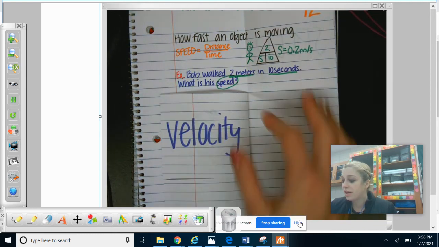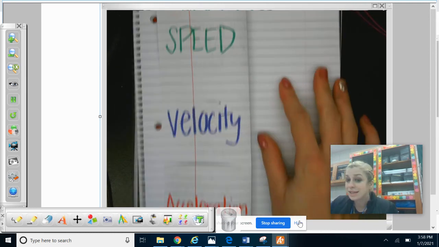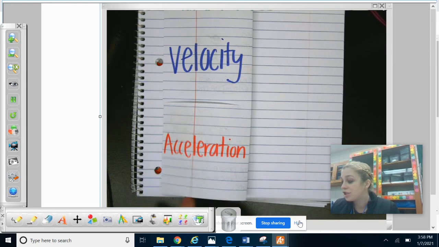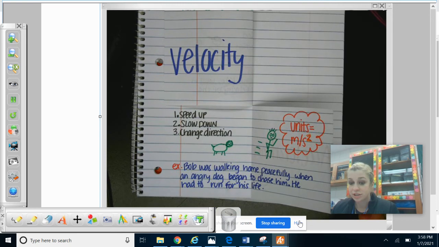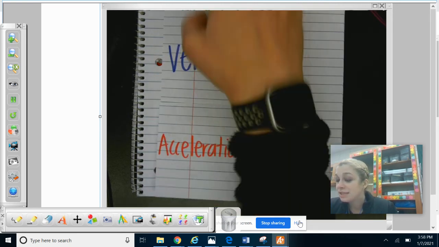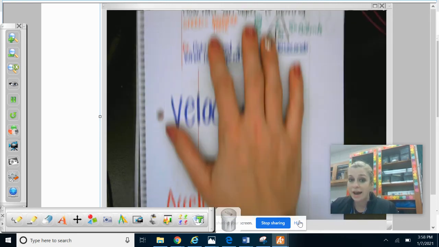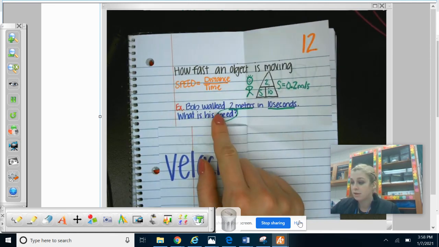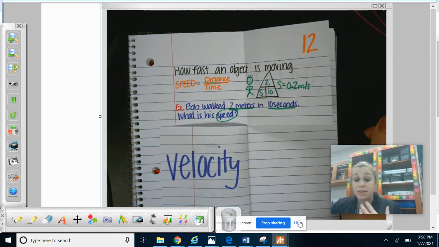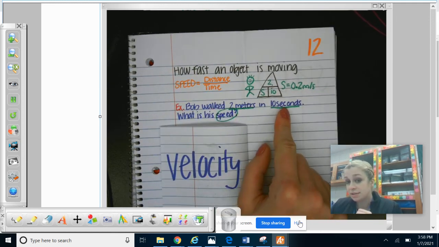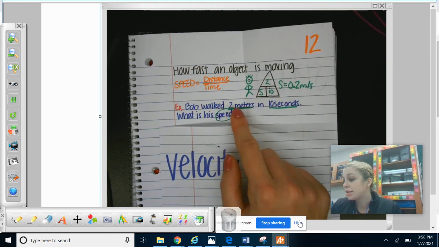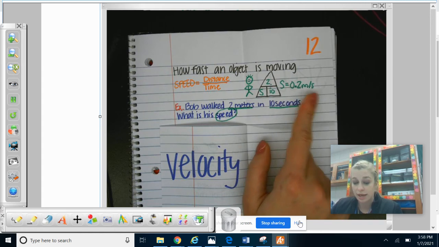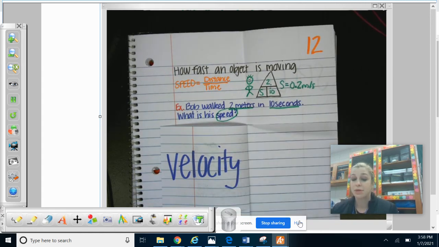If you are given a sentence that doesn't have any numbers, it just describes speeding up, slowing down, changing direction, that's acceleration. If it is a speed, you have to have a distance and a time. They could say an example of speed in 2 ways. They could say Bob walked 2 meters in 10 seconds. That's a distance and a time. Or they could say Bob walked at a speed of 2 meters per second. Both of those are an example of speed.